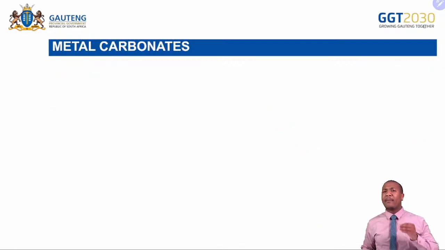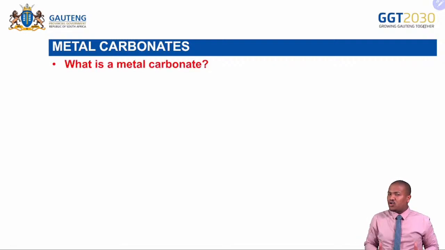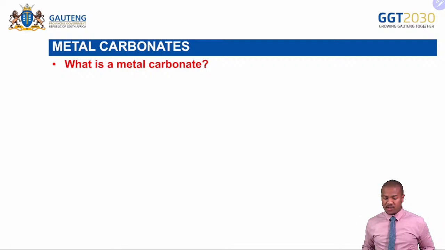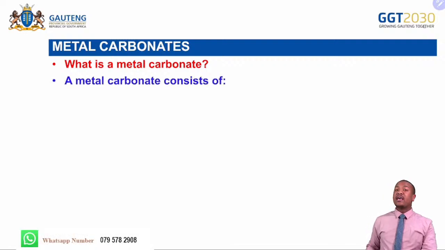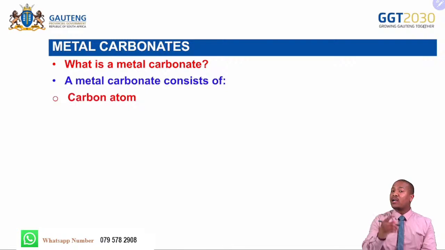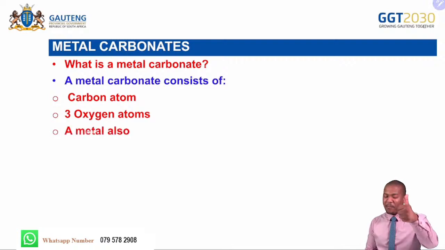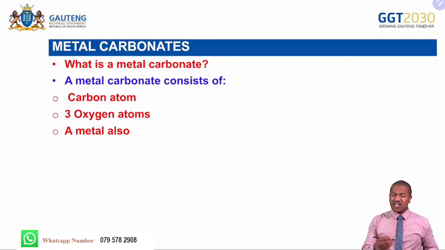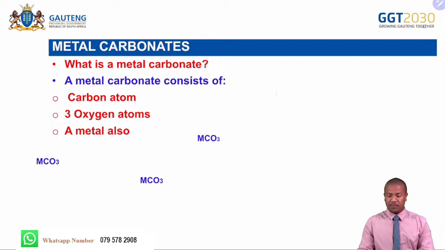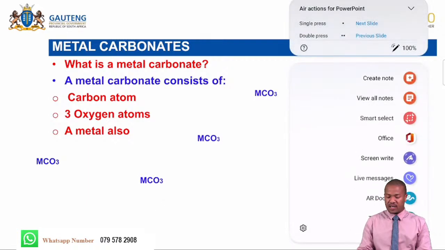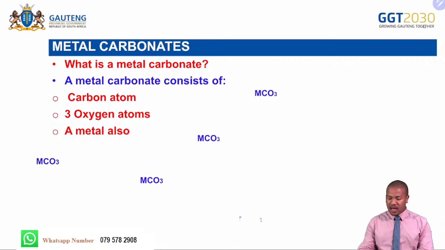Now, let's talk about metal carbonates. What are metal carbonates? I told you about carbonates. We said that they have 1 carbon atom and 3 oxygen atoms. So now, what are these metal carbonates? A metal carbonate also is a compound that consists of 1 carbon atom, 3 oxygen atoms, and a metal as well, in this format, MCO3, representing a metal carbonate.